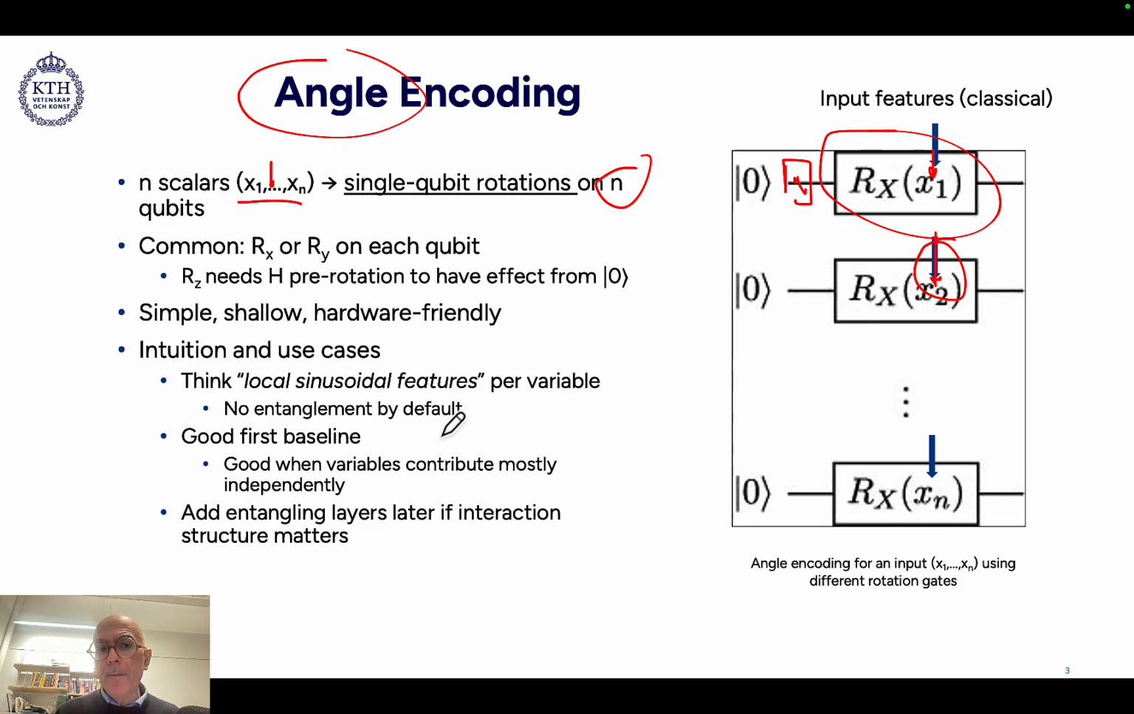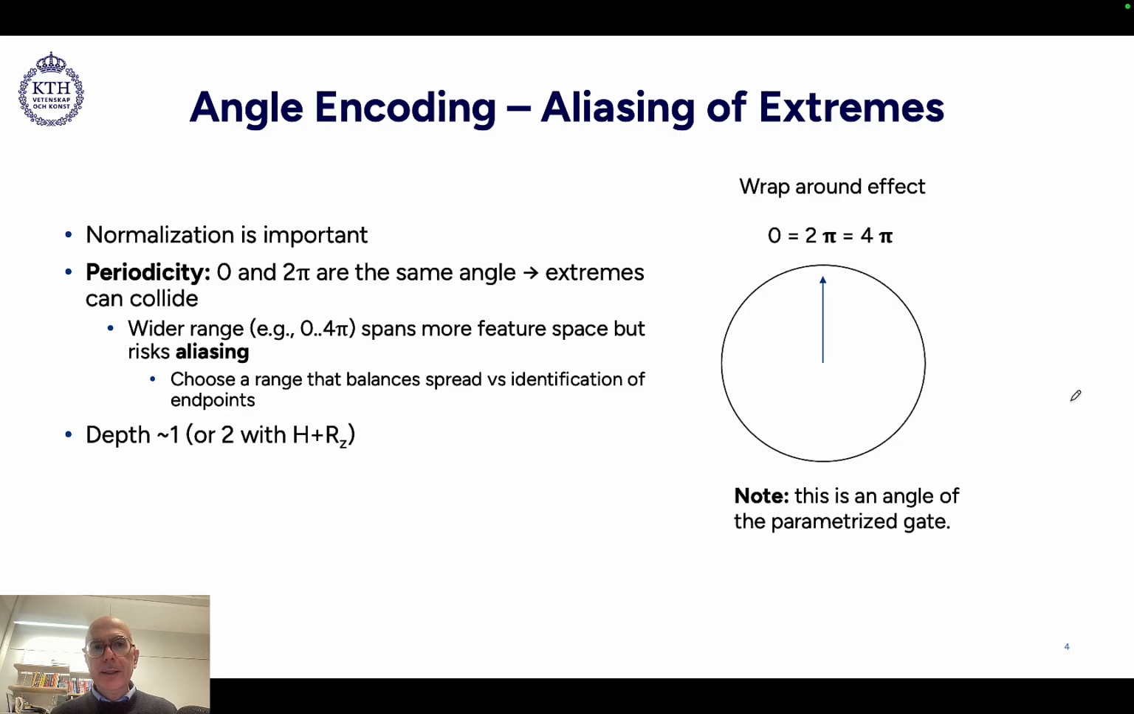As I mentioned before, we can also add entangling layers later on if interaction structure matters. So if we realize that there is some interaction between the different features, it might be good to add later on some control operation to add also a capability of entanglement. What are some of the issues?